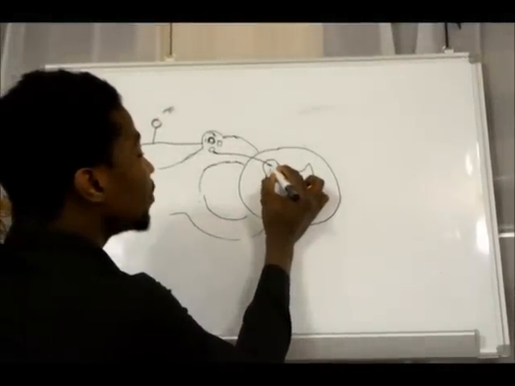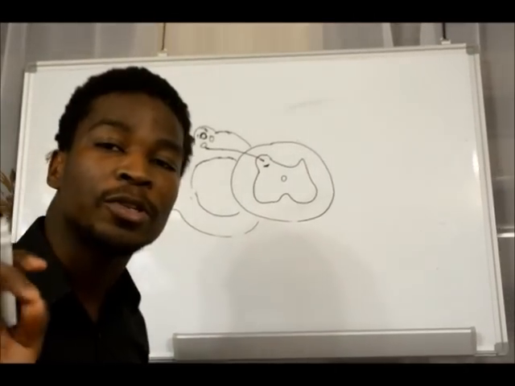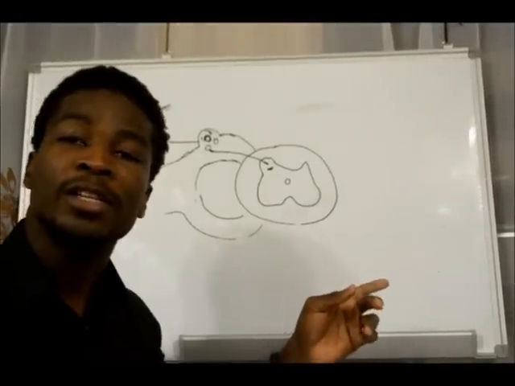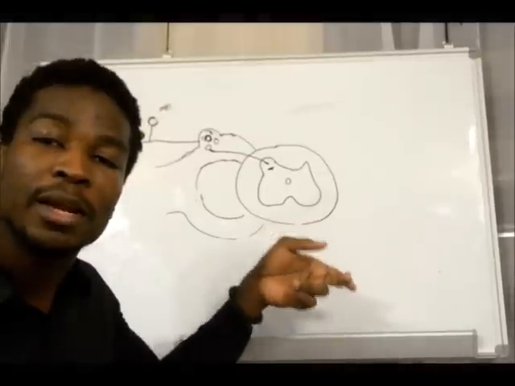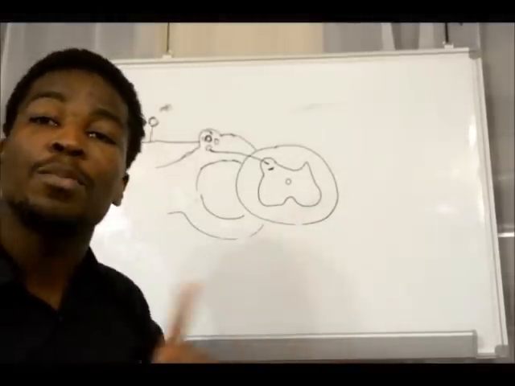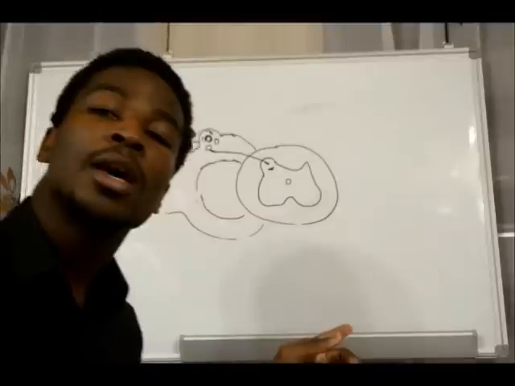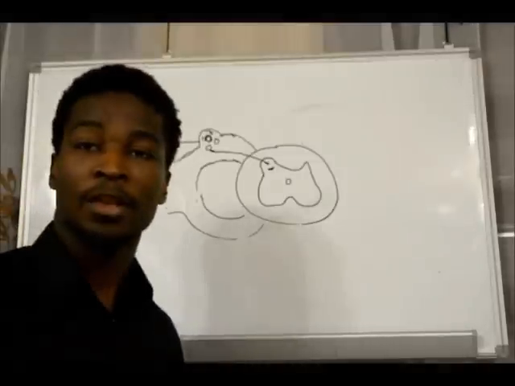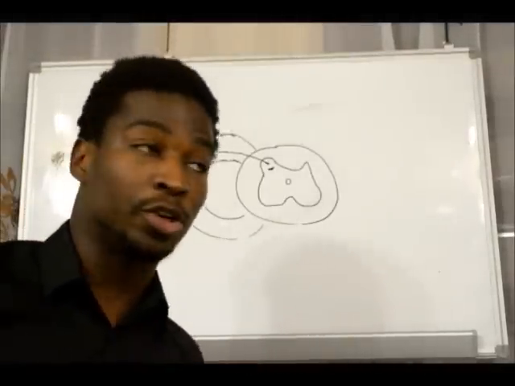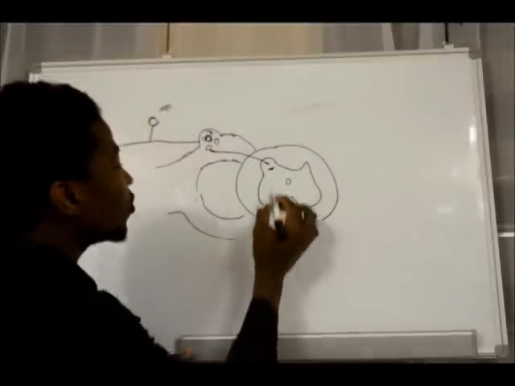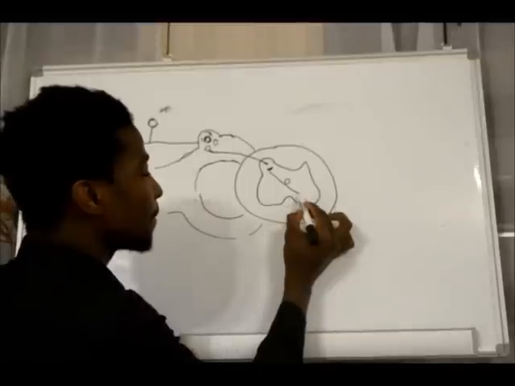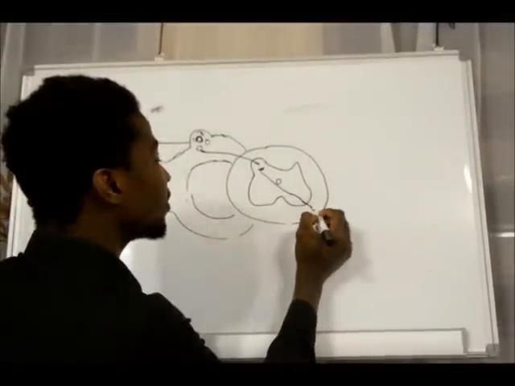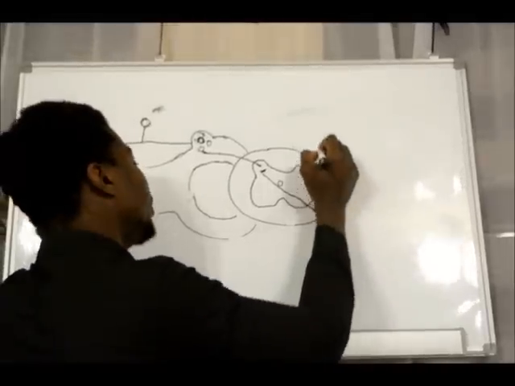The space between the first order neuron and the second order neuron is called what? A synaptic cleft. Into the synaptic cleft, it reacts with what? The receptors on the postsynaptic neuron, on the second order neuron. So once the second order neuron gets the information, what does it do? It crosses over to the other side and ascends upwards.